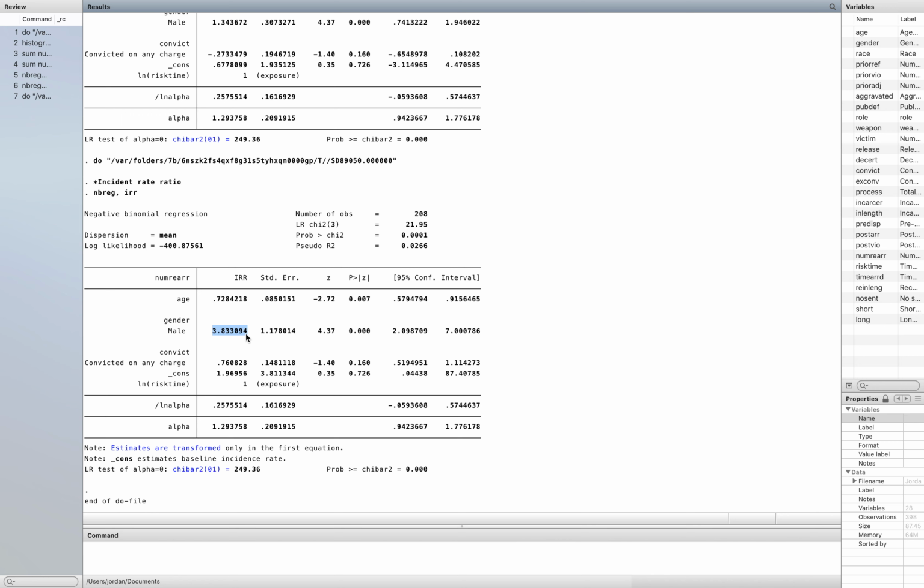What this tells you for male, the rate of rearrest for males is about 283% higher than the rate of rearrest for females. So again, 1 from this value is 2.83, move the decimal place over, 283%.